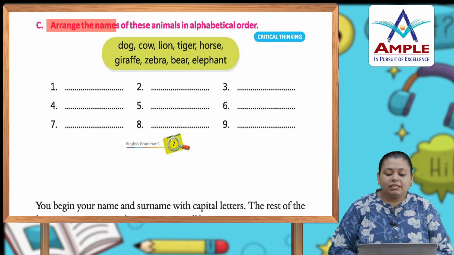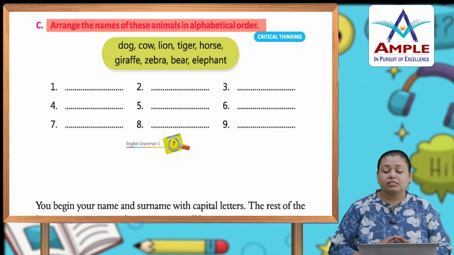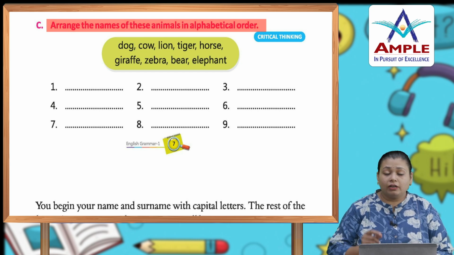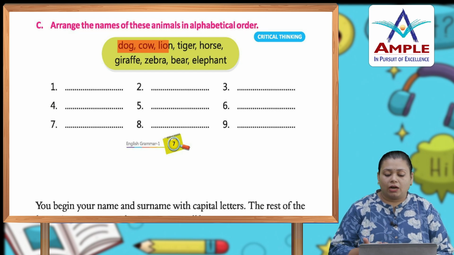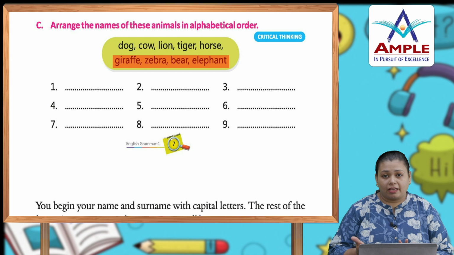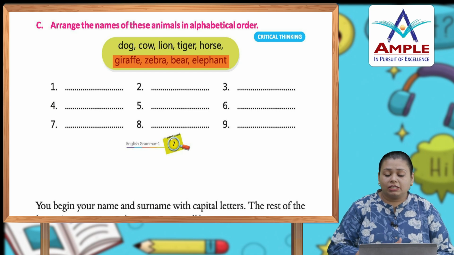Now C, arrange the names of these animals in alphabetical order. Now you have to arrange these animals in alphabetical order. First of all you have to find out which letter comes first. As you can see, there are dog, cow, lion, tiger, horse, giraffe, zebra, bear, and elephant. So what is the first letter? It's A. Then after that B. So is there any name which starts with B? Yes, it's bear.